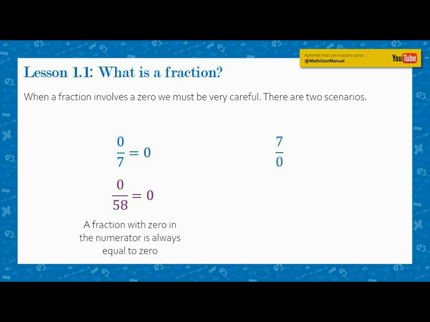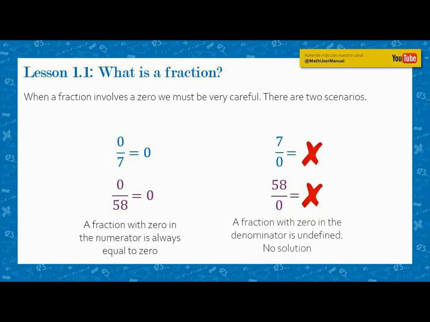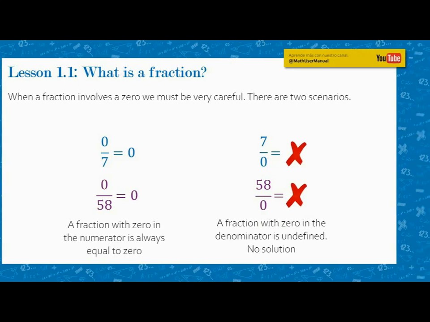But the problem is when the 0 is in the denominator, like in these cases, 7 divided by 0, 58 divided by 0. When this happens, mathematicians still have not been able to determine if there is an actual answer for this. So for the moment, we say there is no solution, but what we actually say is this is an undefined solution. We don't know yet what is the solution of a fraction when the denominator is 0. So a fraction with 0 in the denominator is undefined, no solution.